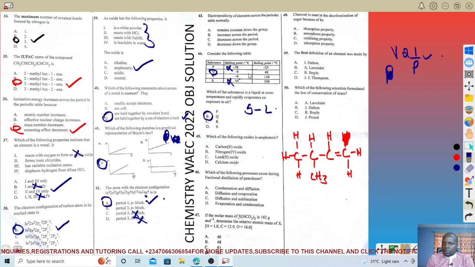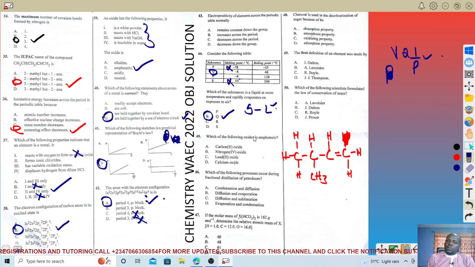Why am I going for Q? Look at this, guys. The melting point is -8. The boiling point is 40. So I'm looking for something that is liquid at room temperature, so it changes from solid to liquid. Because if it doesn't change from solid to liquid, it won't be able to evaporate. So it must be from a low melting point to a temperature that is not too high. And that is why I'm picking option B.